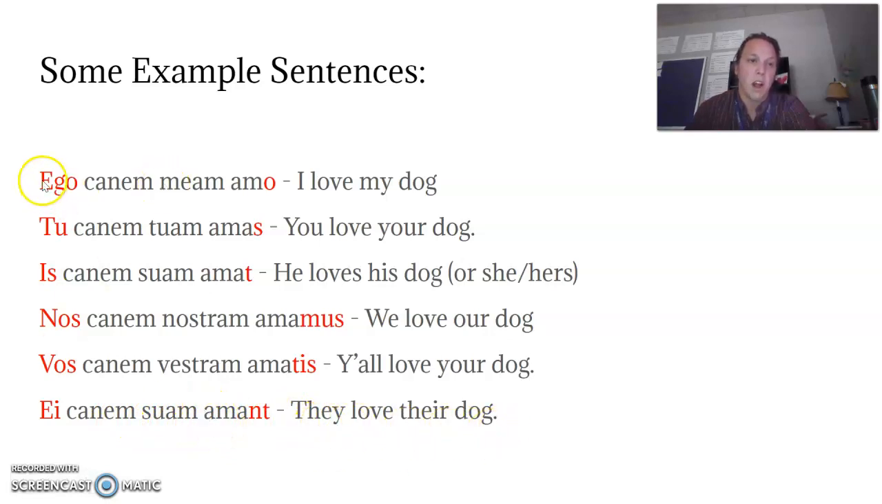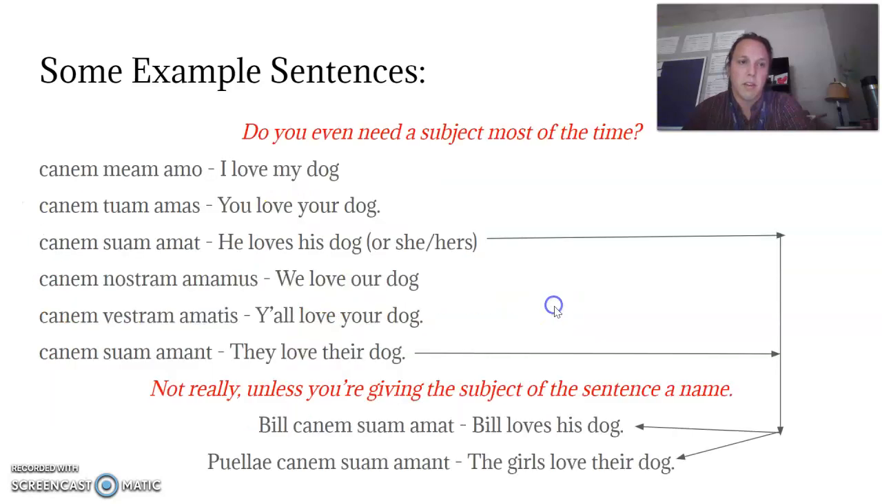Okay, so you notice here I've highlighted in red all the subjects, and I've also colored red the endings that go with those subjects. Now that leads us to an interesting thing about the subject. If you cover up ego, tu, is, nos, vos, and ei, and you just look at the endings of the verbs, you will actually realize that you don't even need a subject most of the time, and Romans often left it off. As we get into more complex work, you'll have a sentence without a nominative noun.